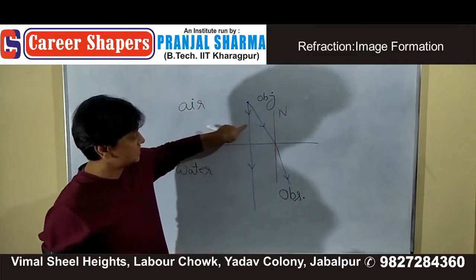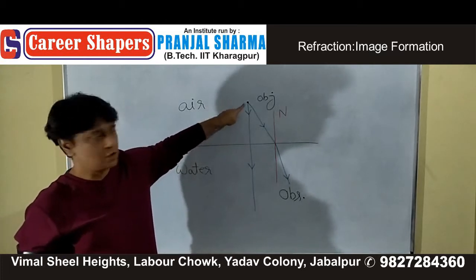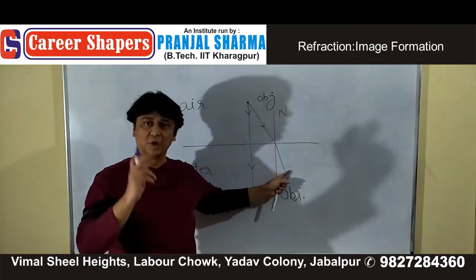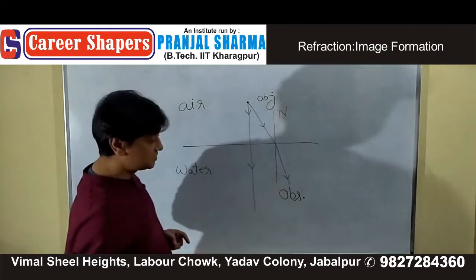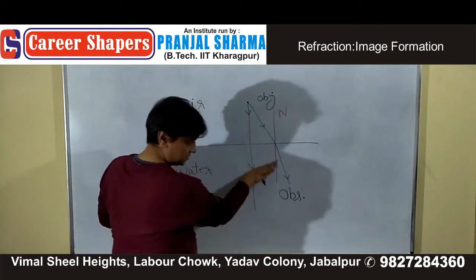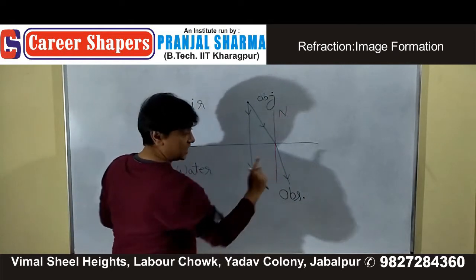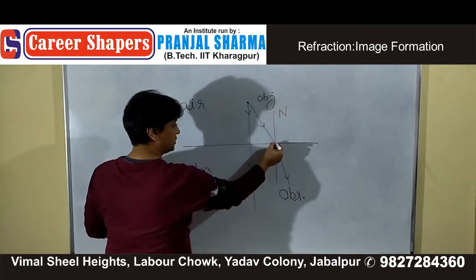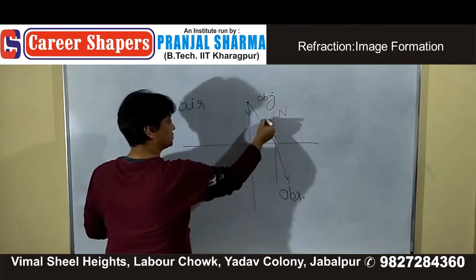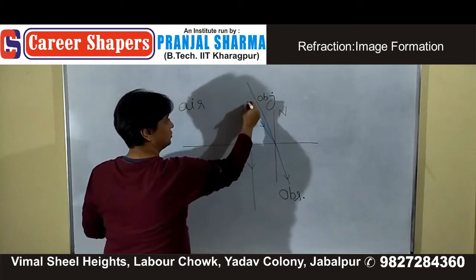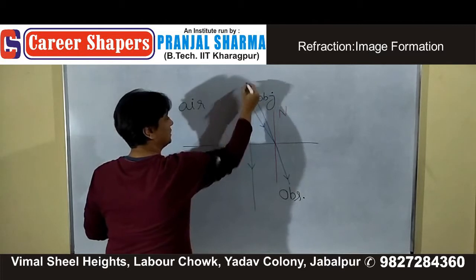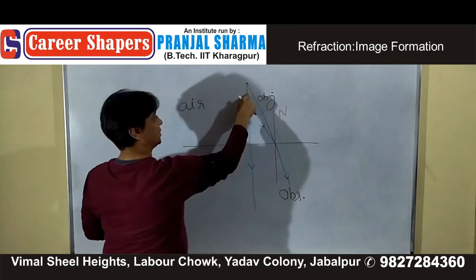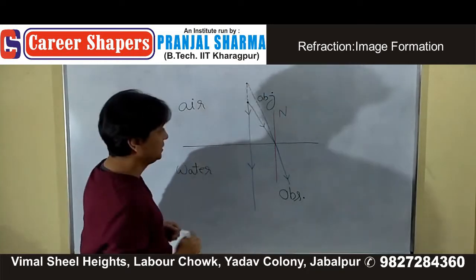The intersection of incident rays gives us what? Object. The intersection of refracted rays will give us what? Image. This intersection cannot take place this side, and therefore you need to produce it backwards. Draw a solid line first, join it like this, and then break it. If you are drawing it with the help of a pencil, you can always do that.